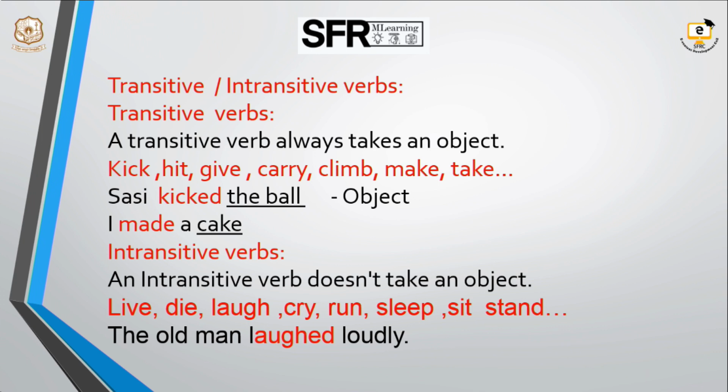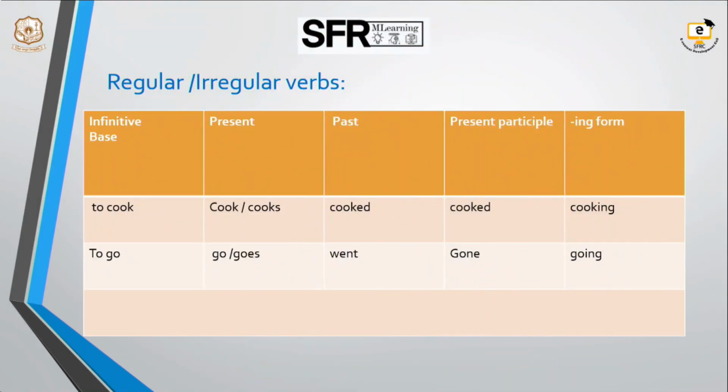Let us take the example of a regular verb, to cook. Its present tense forms are cook and cooks. That is because we say I, you, we, they cook, but he, she, it cooks. The past tense form is cooked. The past participle form is also cooked. And the ing form is cooking.